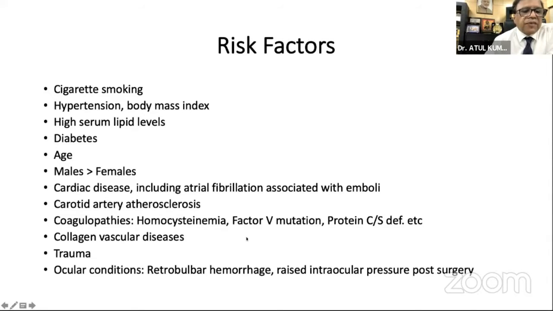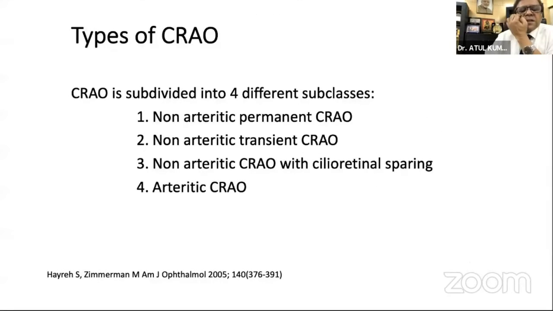Homocysteine, I told you, then factor V mutation, protein C and S deficiency, collagen vascular disorders, trauma, and retrobulbar hemorrhage with raised IOP post surgery. Sometimes you put a superpinky for very long and you might end up with a CRA block. Or even during vitreous surgery, if you keep the pressure at 60 for a very, very long time, you might get a pale disc. That's not a classical CRAO, but it's something akin to that.